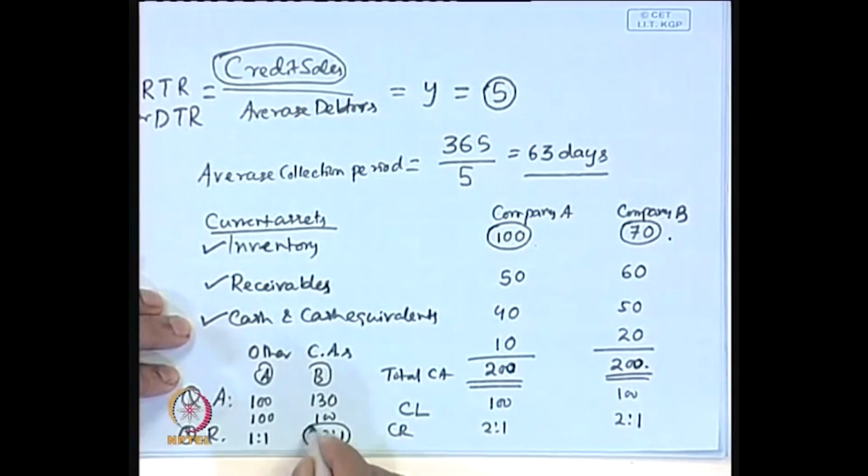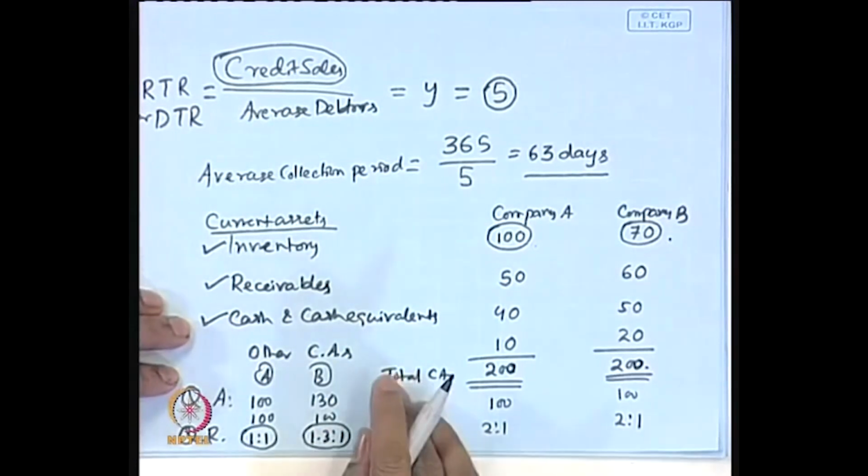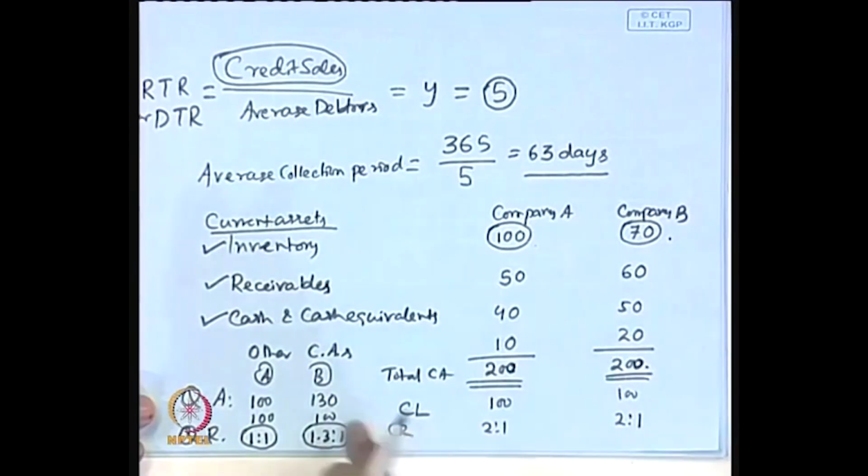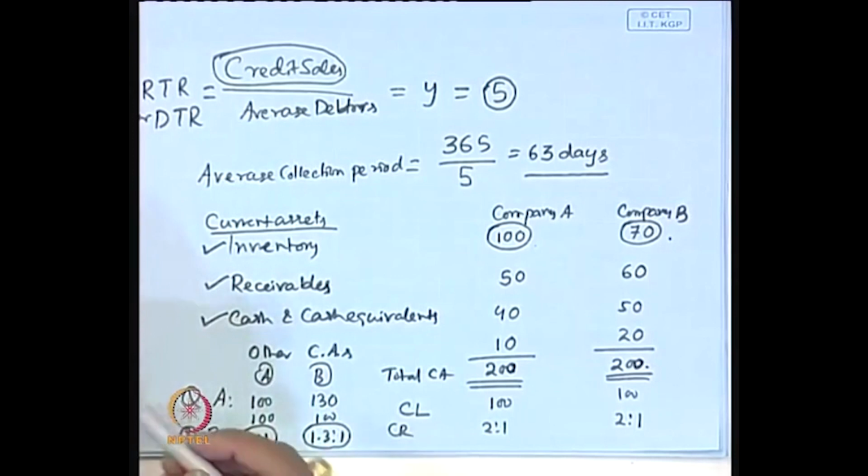So, quick ratio is supposed to be a more stringent measure of liquidity, unlike the current ratio. And if you look at the current ratio in this case, both the companies are the same, that is 2 is to 1, whereas in quick ratio we have got 1.3 is to 1 for company B compared to 1 is to 1 for company A. So, company B actually has better overall liquidity management than company A, because it has got a better quick ratio. So, that is the implication of having a quick ratio as such.